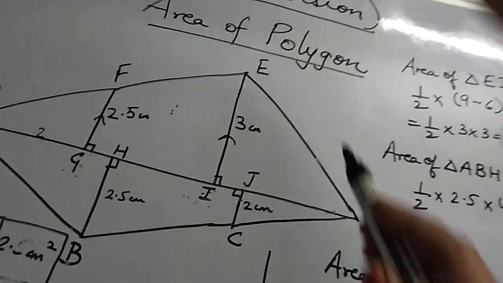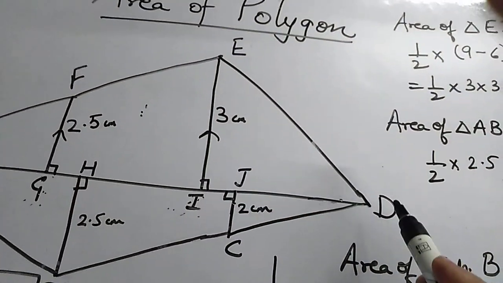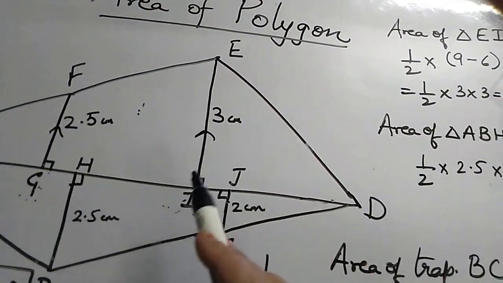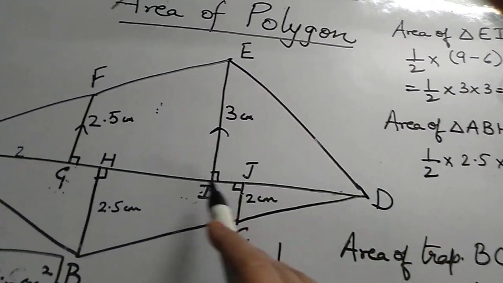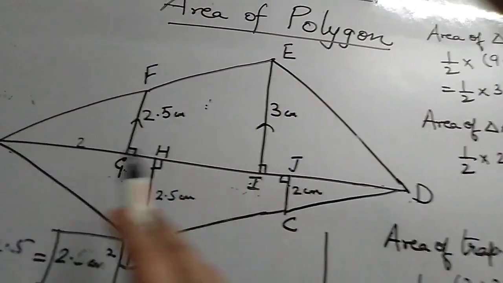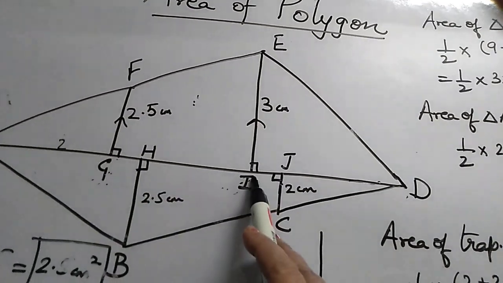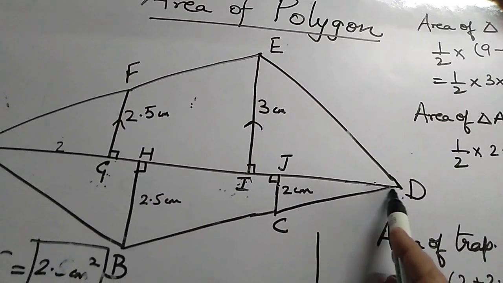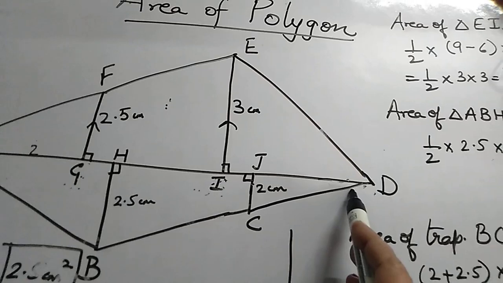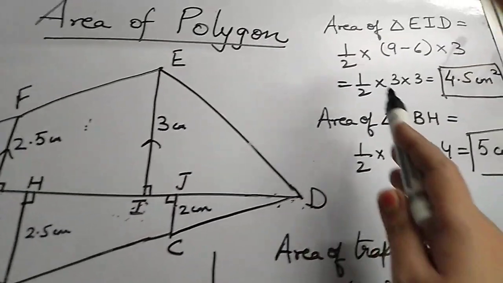Now coming to area of triangle EID. For that we need EI, that is the height, which is 3 centimeters, and we also need ID. So what is AD equal to? AD was 9 and AI was equal to 6. So if I subtract 9 minus 6, I get ID. Yes, getting it? 9 minus 6.